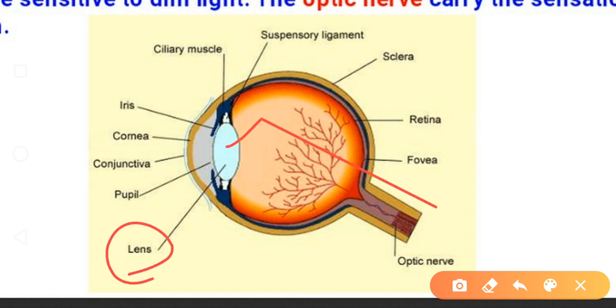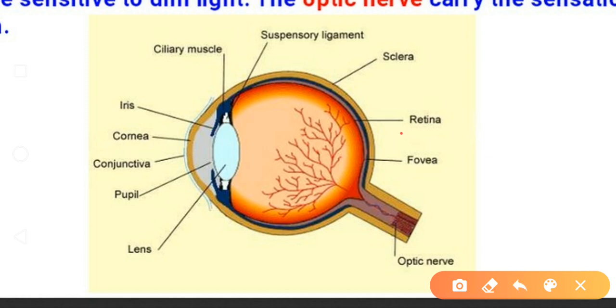Next is the lens, and you can see here is the lens. This sky blue portion is the lens. Behind the pupil there is a transparent structure called a lens, and by the action of the ciliary muscles it changes its shape to focus the light on the retina. It becomes thinner to focus distant objects and becomes thicker to focus nearby objects. This is the working of the lens.